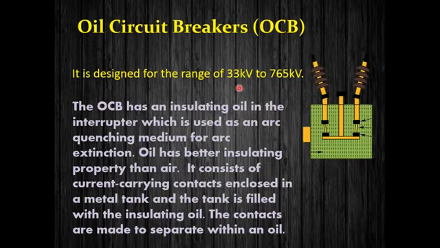This type of circuit breaker is designed for 33 kilovolts to 765 kilovolts. The OCB has an insulating oil in the interrupter which is used as an arc quenching medium for the arc extinction. Oil has a better insulating property than air. So this chamber, which is also known as the interrupter, consists of current carrying contacts enclosed in a metal tank, and the tank is filled with oil. And these contacts are made to separate in the oil in the event of a fault.